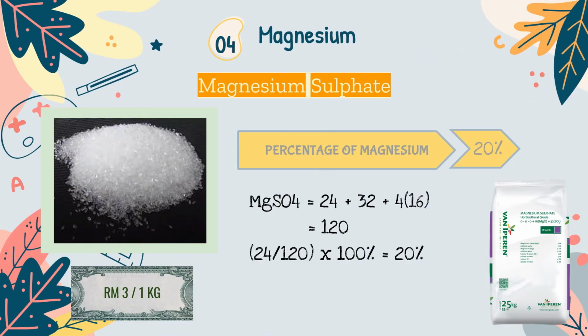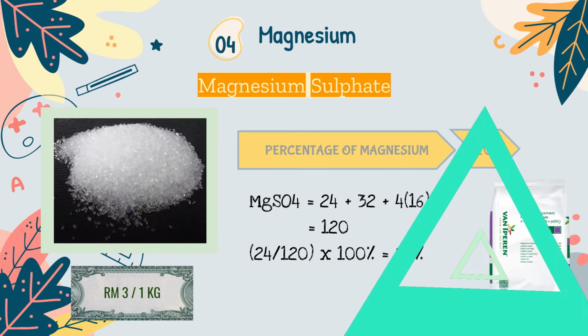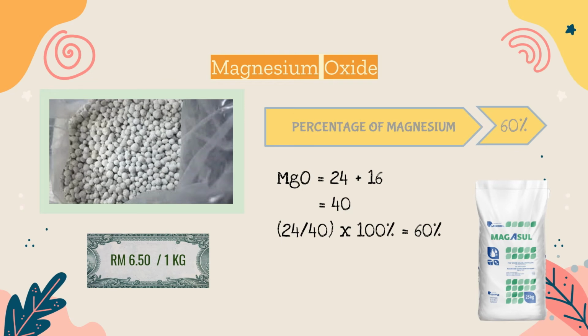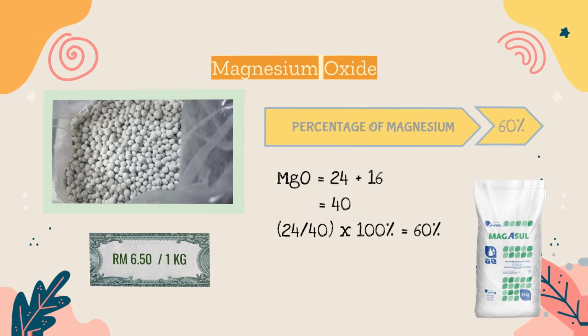Lastly, we pick magnesium as an element in our fertilizer. There are 2 choices of fertilizer. The first one is magnesium sulfate. The percentage of magnesium in magnesium sulfate is only 20%, and 1 kilogram of magnesium sulfate costs 3 ringgit. Secondly, we have magnesium oxide. The percentage of its magnesium is 60%. This fertilizer costs 6 ringgit 50 cents for 1 kilogram.